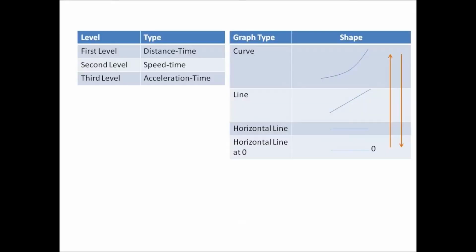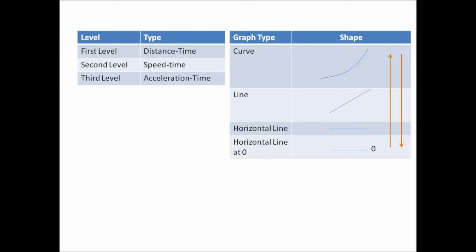Okay, next we are going to touch on converting graphs. Previously you have learned three types of graph, namely distance time, speed time, and acceleration time. Look at the two charts that are given to you. We have the three types of graph arranged in first, second, and third level.